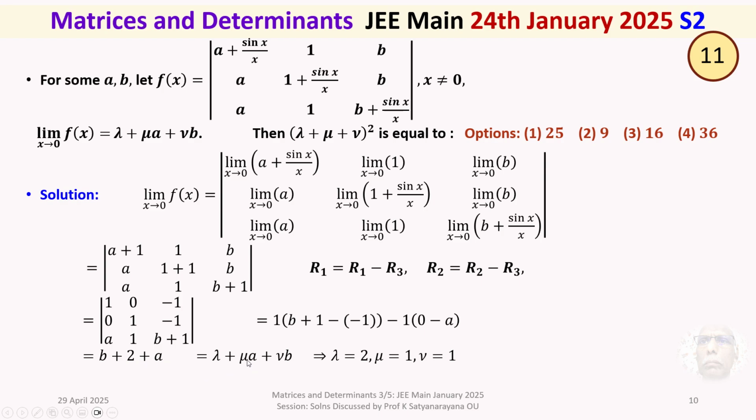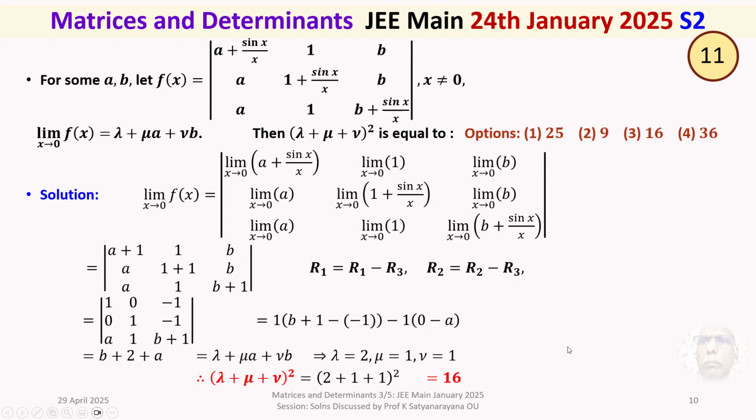Mu is the coefficient of a. The coefficient of a is 1. Nu is the coefficient of b, that is 1. And we are required to find the value of lambda plus mu plus nu whole square. That is 2 plus 1 plus 1 whole square. That is 4 square, that is equal to 16.